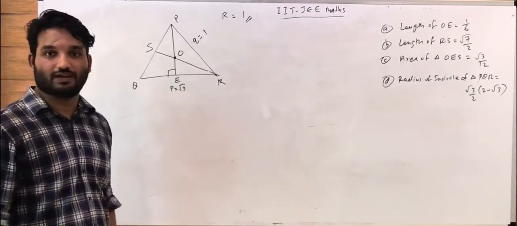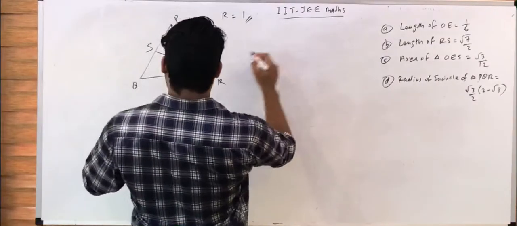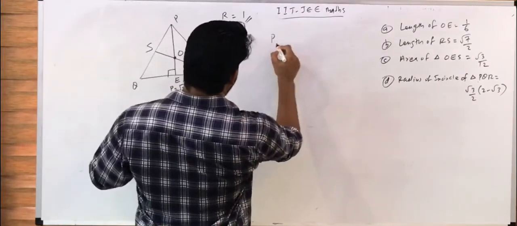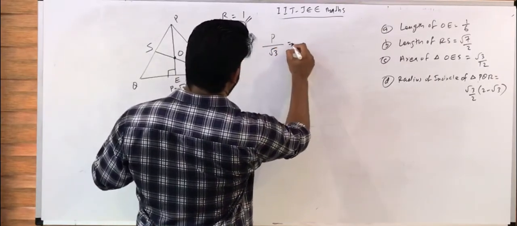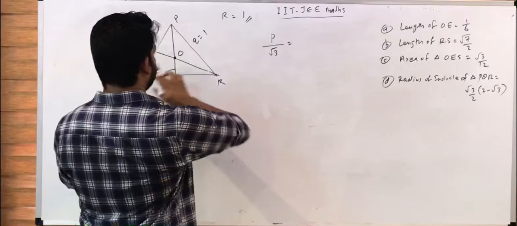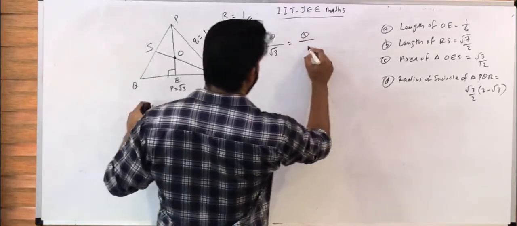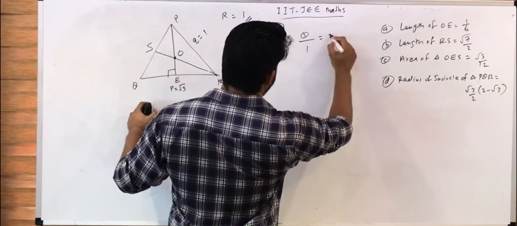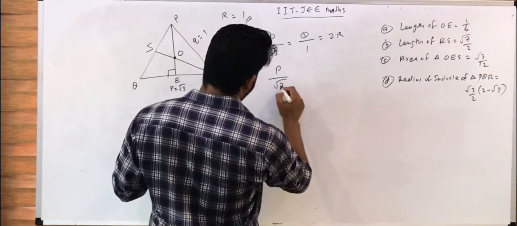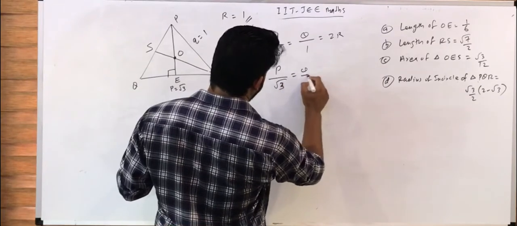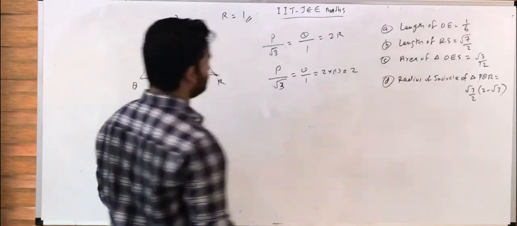That's the first thing I am going to apply. We know the sine rule: p divided by root 3 is equal to q divided by the opposite side 1, that is equal to 2r. So p divided by root 3, q divided by 1 is equal to 2 into 1, that is equal to 2.